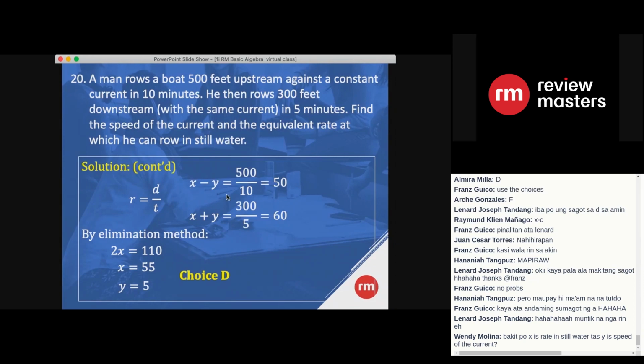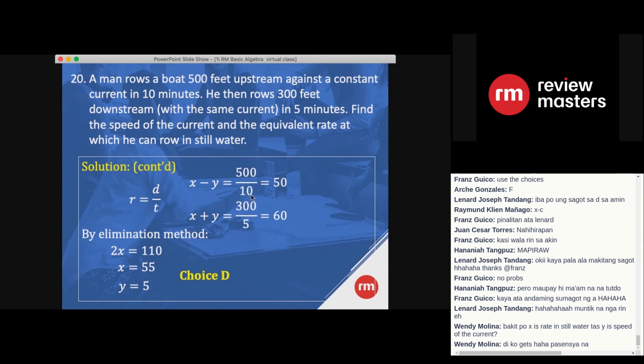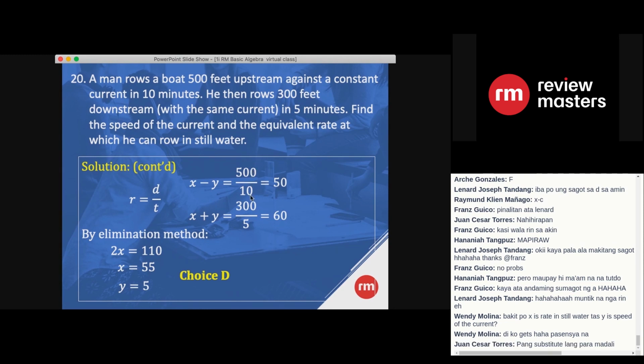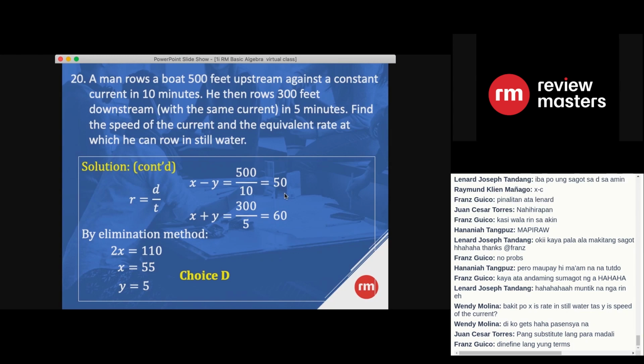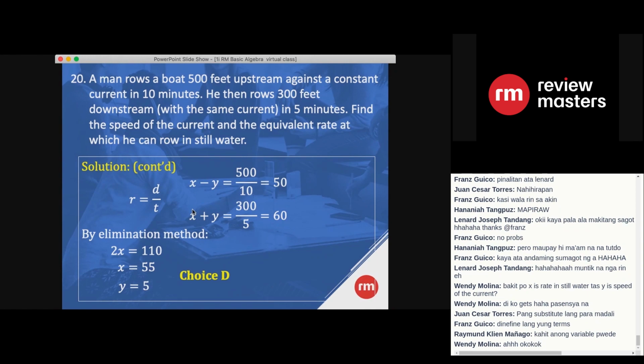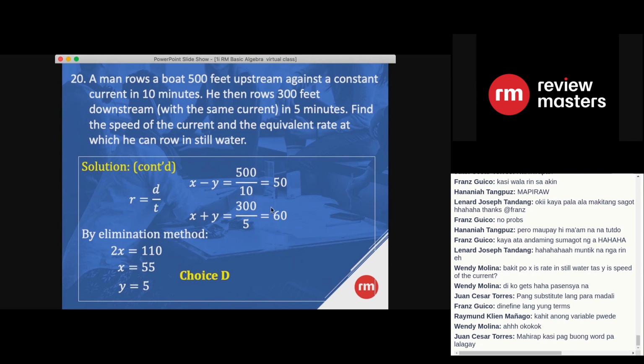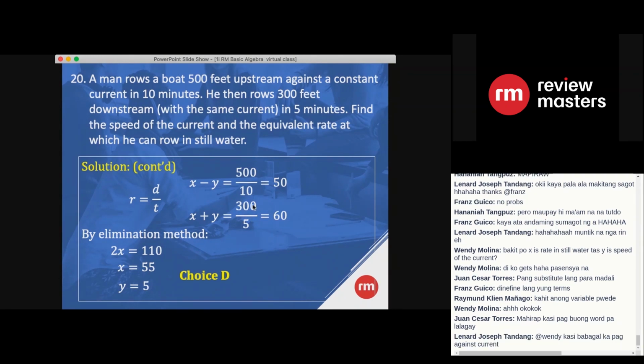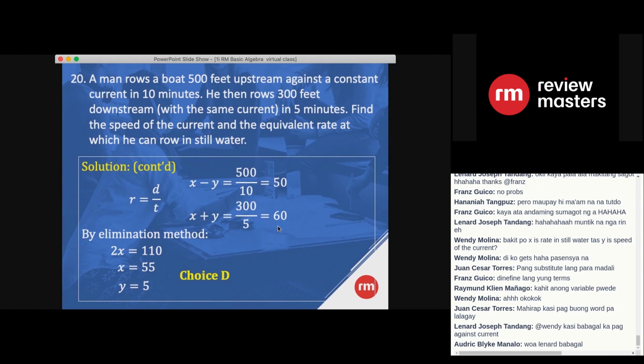So this is the rate upstream is equal to the distance of 500 divided by 10, which is the time. So 500 over 10 is 50. Okay? X minus Y, ito yung rate mo. Pag pababa ka, downstream, ibig sabihin, mas mabilis ka, and yung iyong distance is 300, and yung time mo is 5. So 300 over 5 is 60. So now the system of equations is that X minus Y is equal to 50, and X plus Y is equal to 60. So that is again a system of equations.